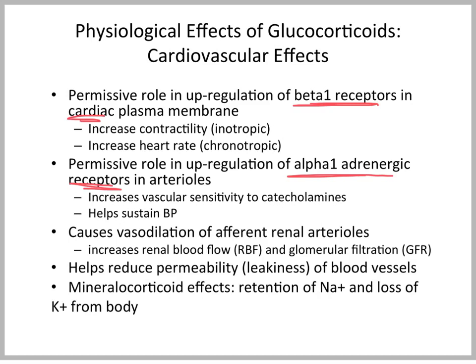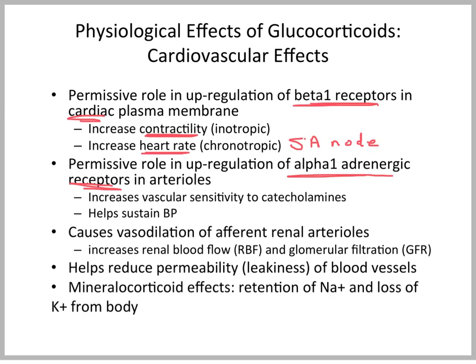Beta-1 receptor is important in terms of increasing the heart contractility, the strength or inotropic effect, and because they're in the SA node, they are also important with regards to the heart rate. So having glucocorticoids present optimizes the effect of the adrenal medullary secretions, the catecholamines, like epinephrine and norepinephrine.